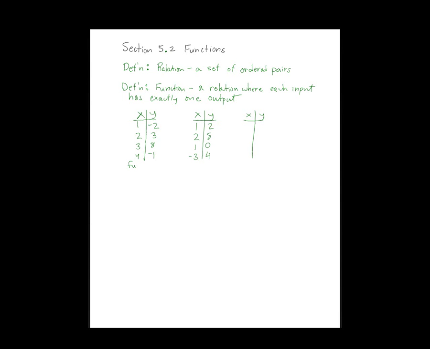So this first one here was a function. The second one, however, is not a function. Why not? Well, look at your inputs, and I see an input value that repeats. This input value has 2 different outputs. That makes it not a function. Basically, when you're talking about a function, you're looking at the inputs, and you're making sure the inputs do not repeat. Last one.